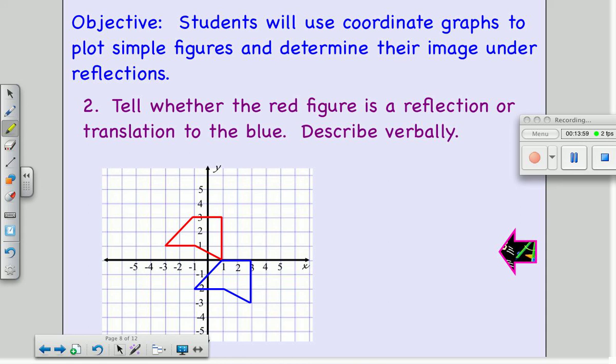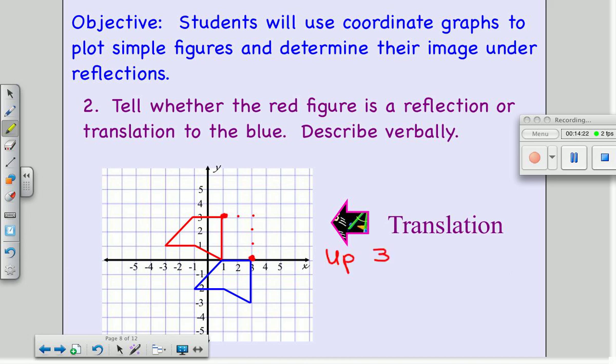So let's choose this point and this point to describe. Right? So we're going to say that for the translation, from the blue, this is where we started. We went up, 1, 2, 3, and to the left, 2. Up 3, left 2. Okay?